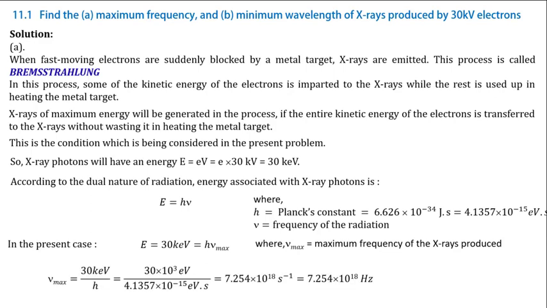Nu max can be given as 30 kilo electron volt divided by h, which is 4.1357 into 10 to the power minus 15 electron volt seconds. By dividing these values, we get this to be 7.254 into 10 to the power 18 per second. That is 7.254 into 10 to the power 18 hertz. Thus, the maximum frequency of the X-rays produced is 7.254 into 10 to the power 18 hertz. This is the answer to part A of the question.